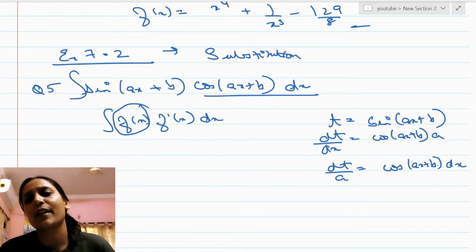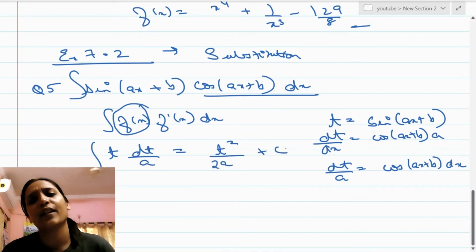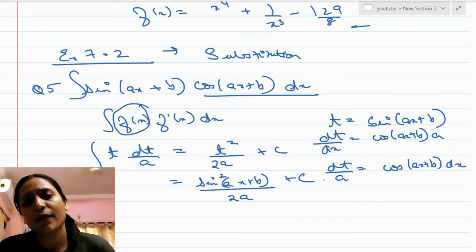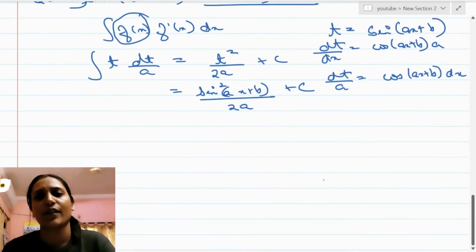So this cos ax plus b dx is going to be dt by a, and t is equal to sin ax plus b. So we can substitute both the values, t dt by a. The integral of t dt by a would be t square by 2a plus c, and we resubstitute the original value, which is sine square ax plus b by 2a plus c. When we differentiate this, we get 2 sin ax plus b into cos ax plus b into a by 2a. So all of it will cancel out and we will get the original question.